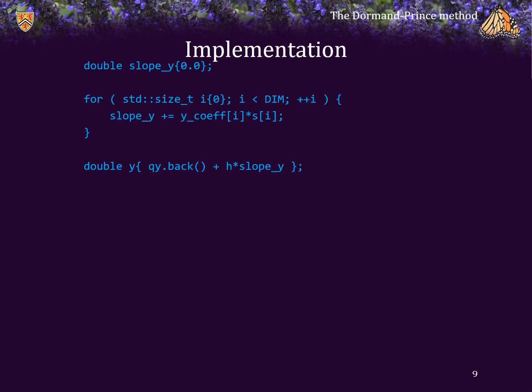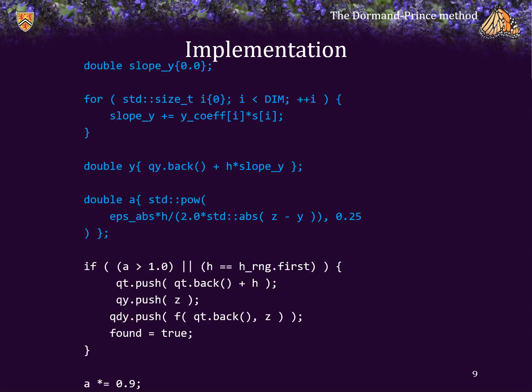However, we must calculate y now, the less accurate approximation, and that just requires us to take the following linear combination of those slopes. Now we have our less accurate approximation. With that, we can calculate or estimate the value or scalar a. And now we go back to normal. We determine whether or not this a indicates that we are sufficiently accurate or not accurate enough.